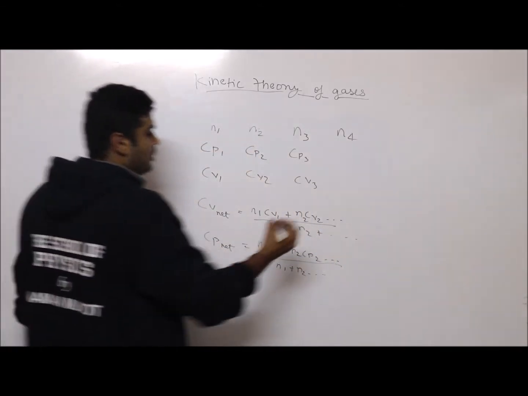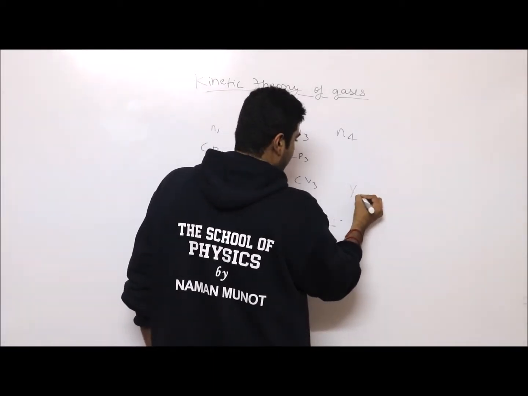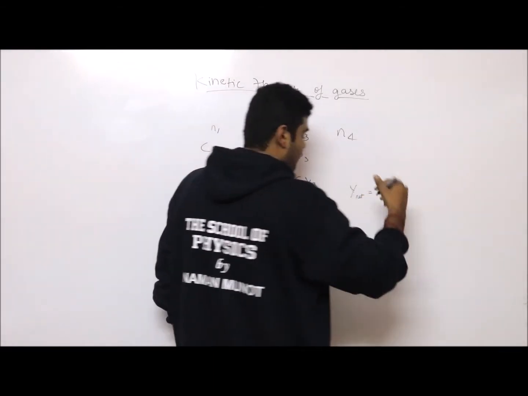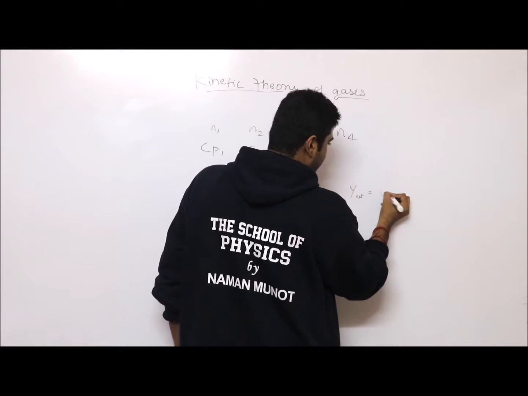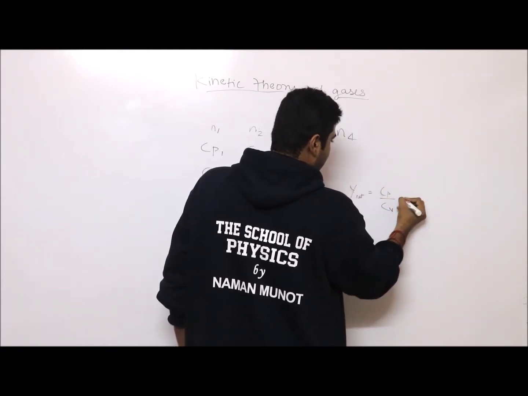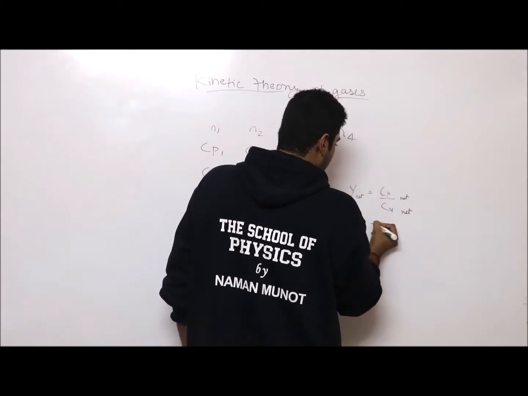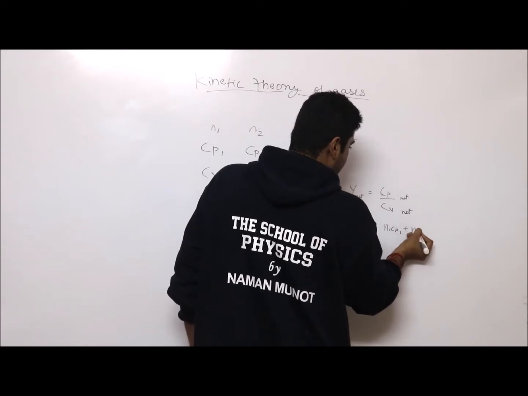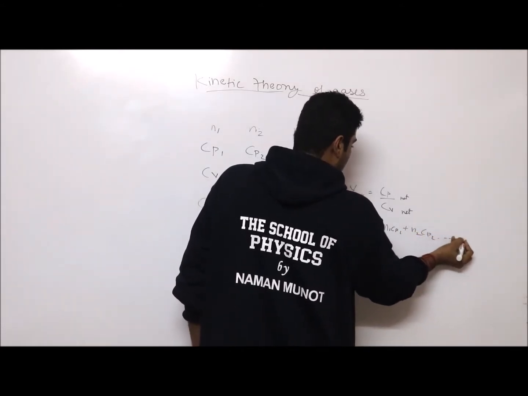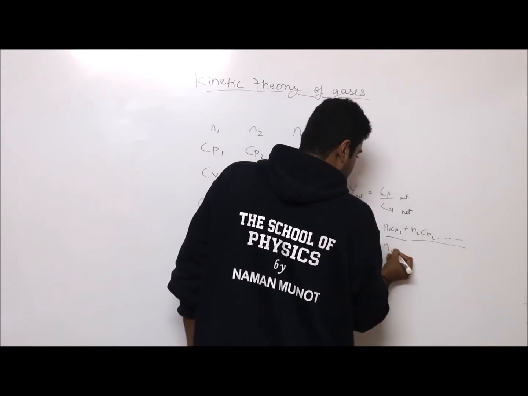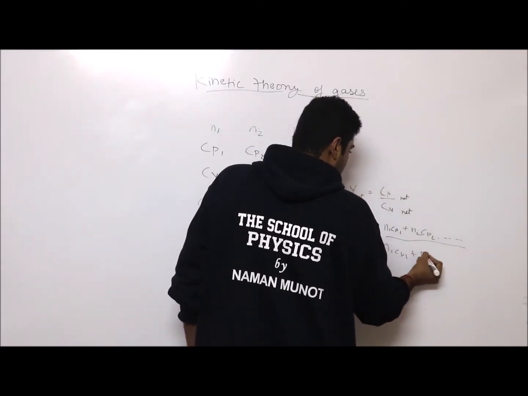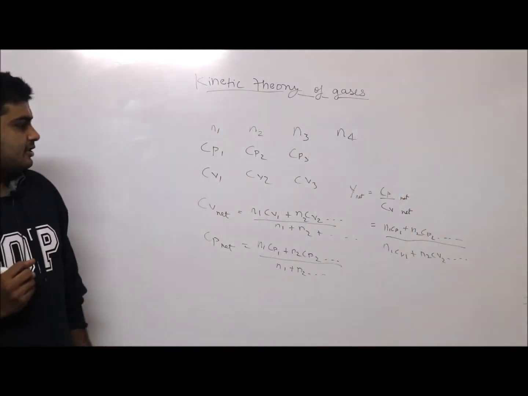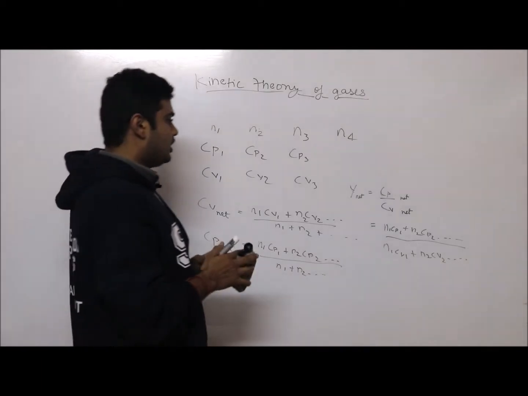Now gamma net will be equal to Cp net upon Cv net, as we have seen, which is equal to N1 Cp1 plus N2 Cp2 and so on, upon N1 Cv1 plus N2 Cv2 and so on. Okay, so this is for a mixture of gases. We can write down the gamma net formula.